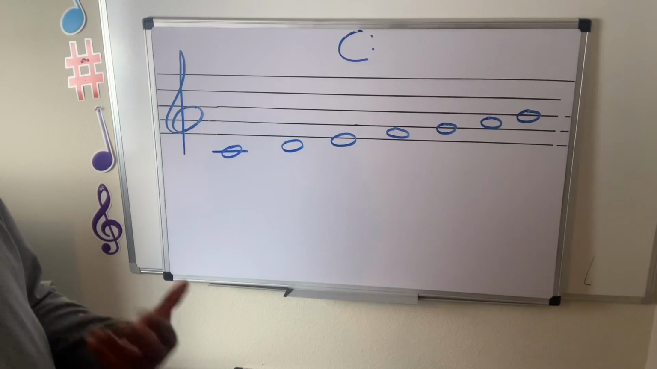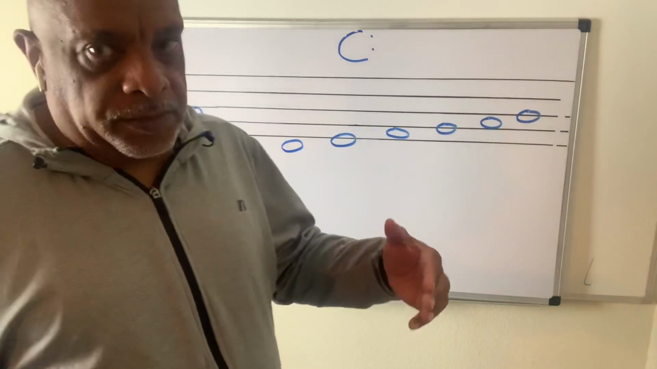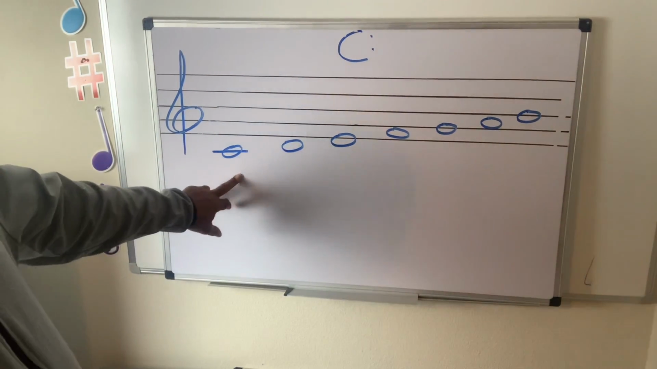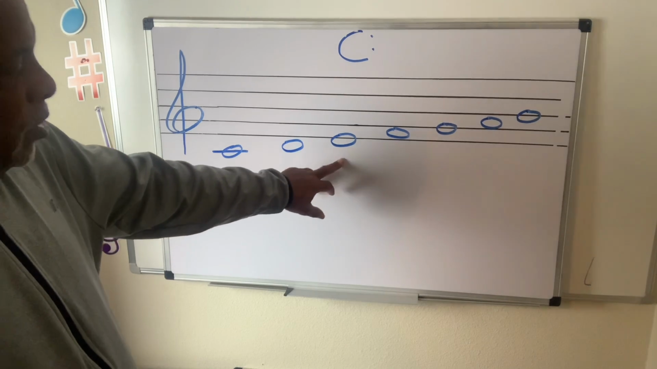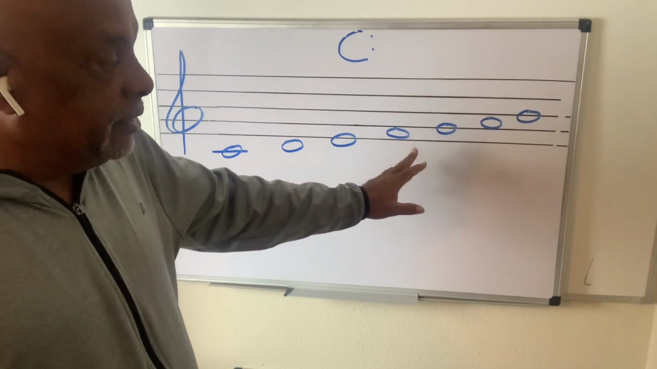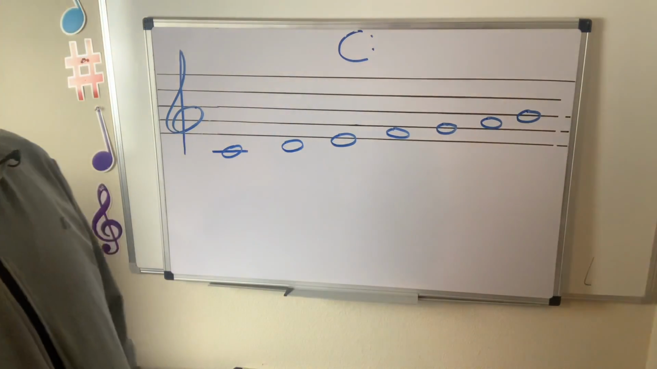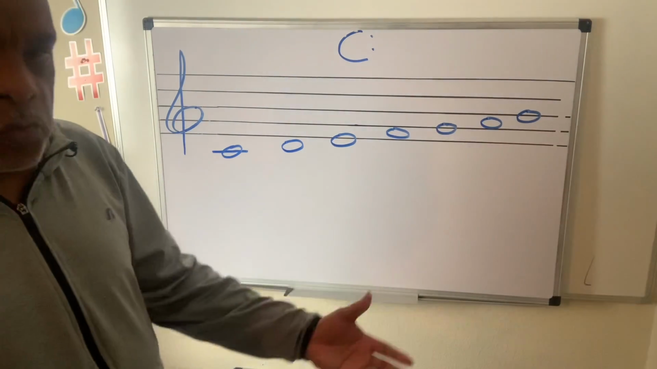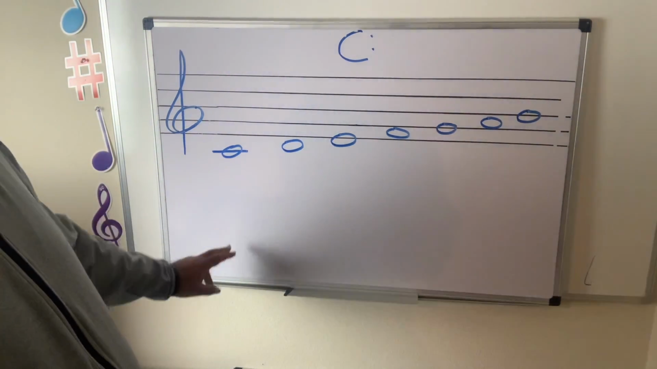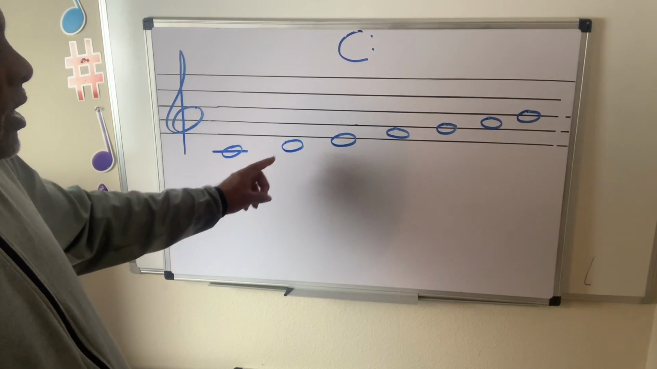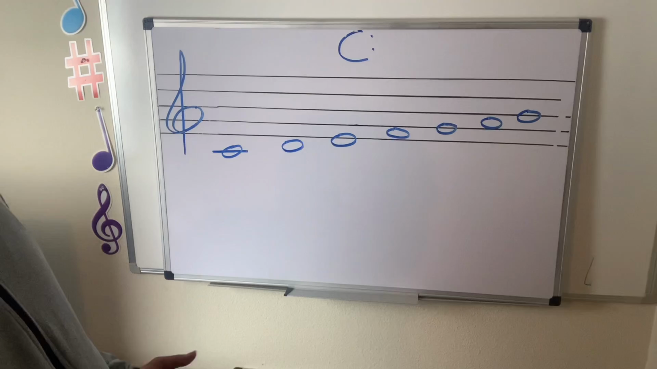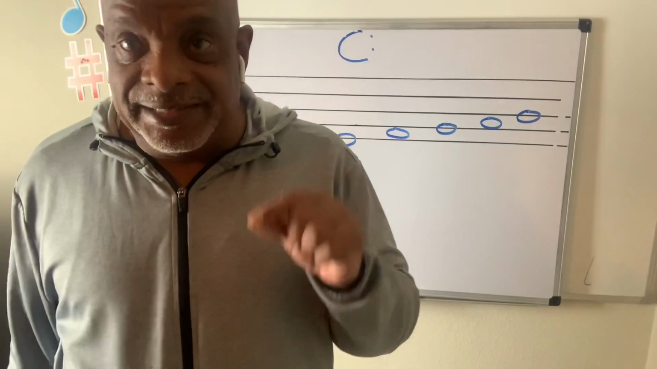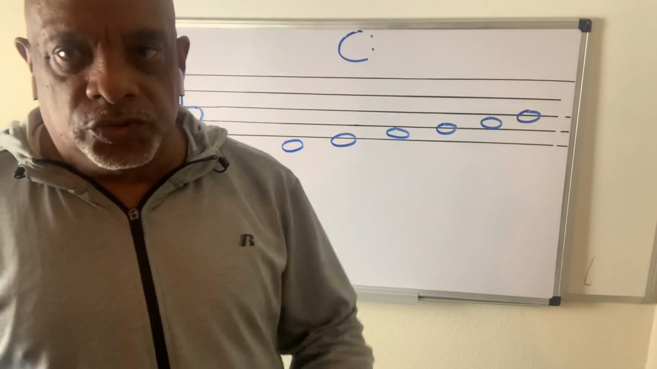All right, now, one thing that we need to remember for what we're doing today, this is how we're going to say it. First scale degree, second scale degree, third scale degree, fourth scale degree, and on down the line. So we're not going to say the 1, the 2, the 3, the 4, the 5, and so on. So remember now, we're using the C scale.